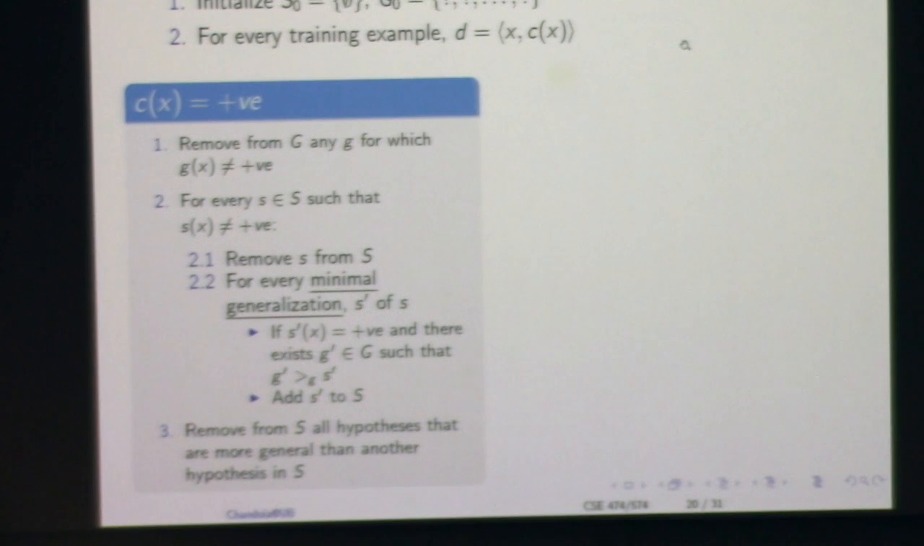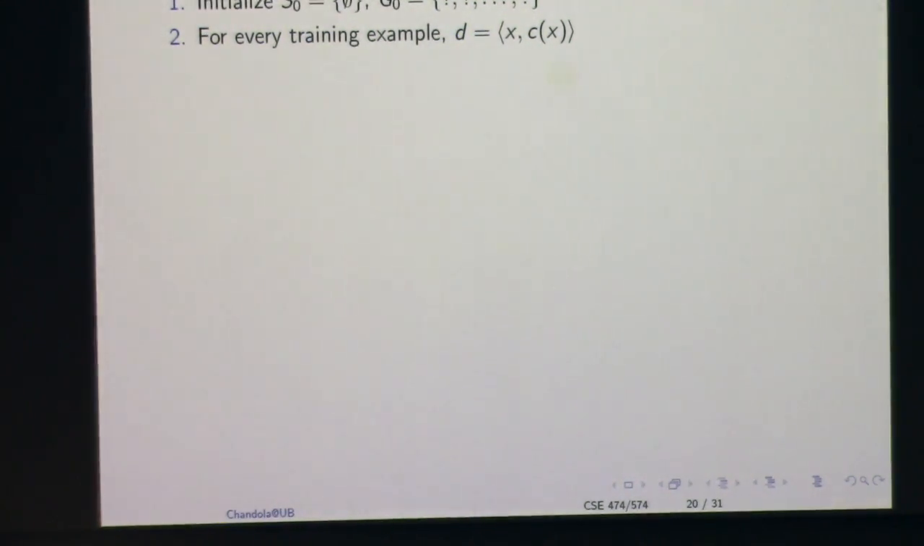Okay, so this is how the algorithm works. Let me just give you a general feel of this. The idea is you are given some training data set, in which every training example is the data object X and its true label, of course. That's your training data. You start with your boundaries as most specific and most general.